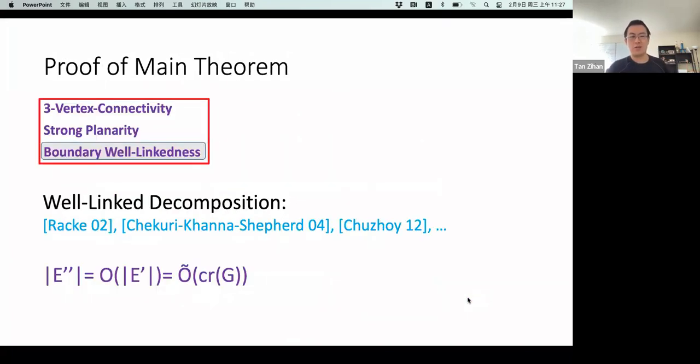Okay, so let's look at these first three properties: three-vertex connectivity, strong planarity, and bounded well-linkedness. The well-linkedness is somewhat easier to achieve because there are algorithms called well-linked decompositions in previous work, and it can be shown that the number of edges that we additionally delete is not very many. So basically this boundary well-linkedness can be achieved by a classical algorithm called well-linked decomposition.